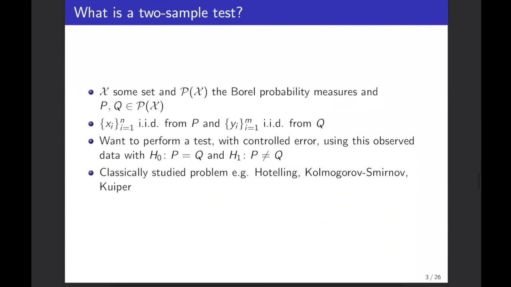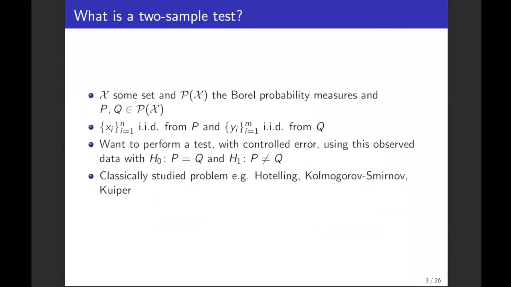So first of all, what is a two-sample test? To establish a notation, calligraphic X will be the underlying space for which our probability measures are over. Calligraphic PX is going to be the space of Borel probability measures, and P and Q are going to denote two different measures, or potentially different measures. We're going to take some samples from them. So the Xi are going to be a collection of IID samples from P, and the Yi an IID sample from Q.